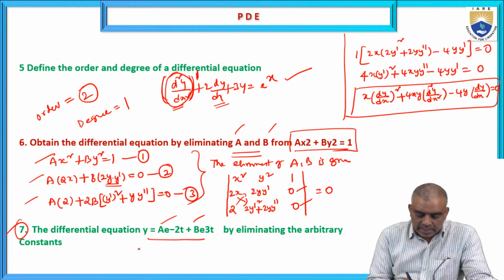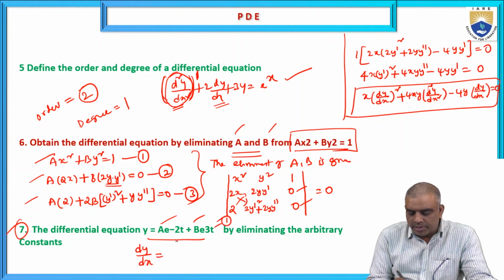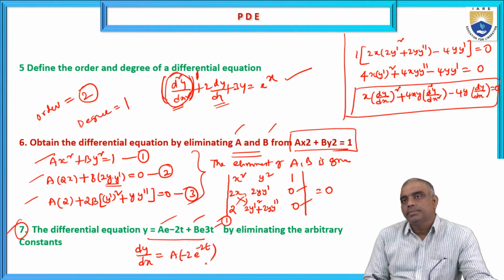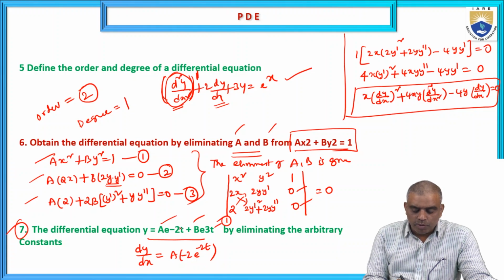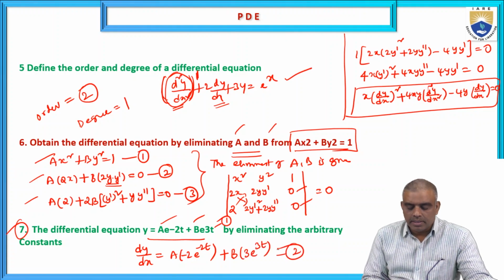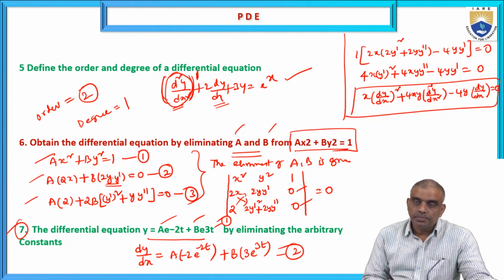So I will just tell you. First find the derivative with respect to t. This is called equation 1. What is dy by dt? A into minus 2 into e power minus 2t, since the derivative of e power minus 2t is minus 2 into e power minus 2t, plus b into 3 into e power 3t. So this is called equation number 2.